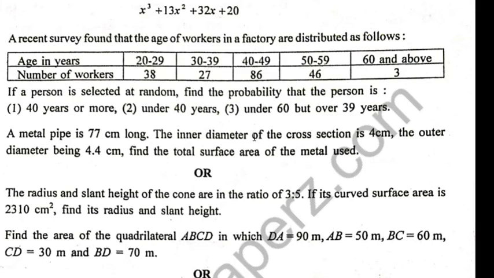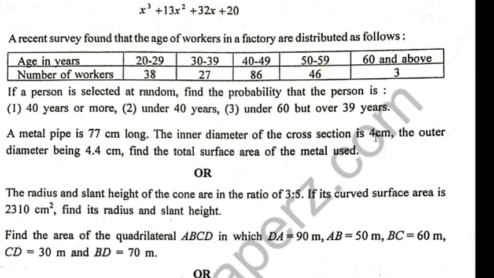Similarly, under 40 years, I will add this 38 and 27 and divide by 200. Under 60 but over 39, so over 39 means from 40 to 60, so I will add 86 and 46 and then divide it by 200.